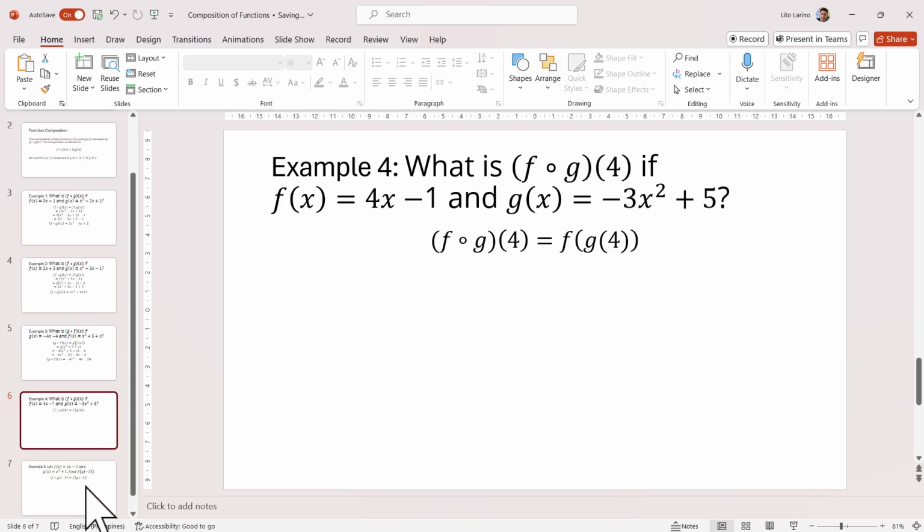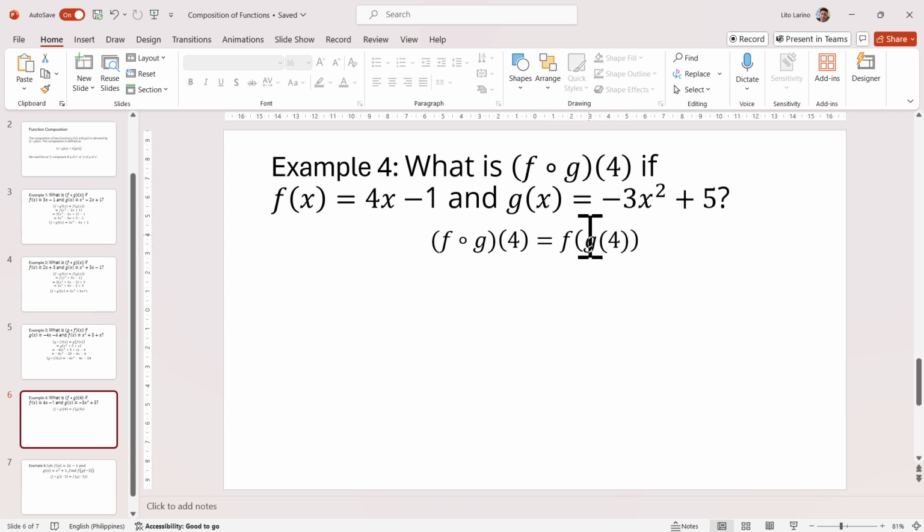Next, we have example number 4. What is f of g of 4 if f of x is equal to 4x minus 1 and g of x is equal to negative 3x squared plus 5? Again, in this example, we have a specified value for our variable x, which is 4. This is simply evaluating our f of x function when given the g of 4. That is, evaluate f of x. X here will be the value of our g of x function when x is 4.